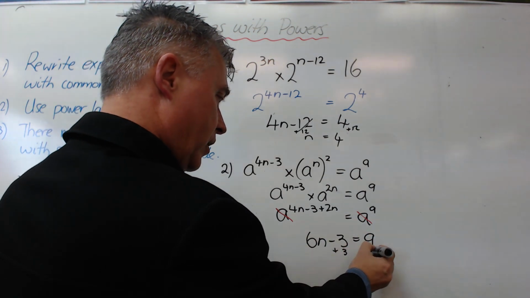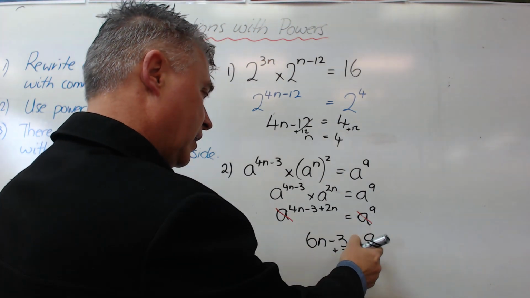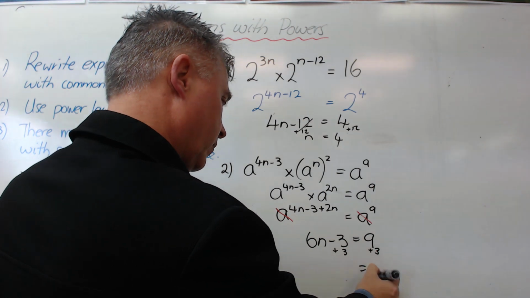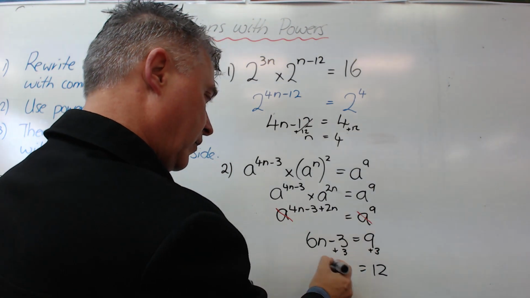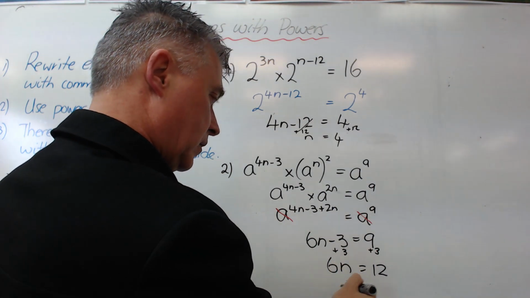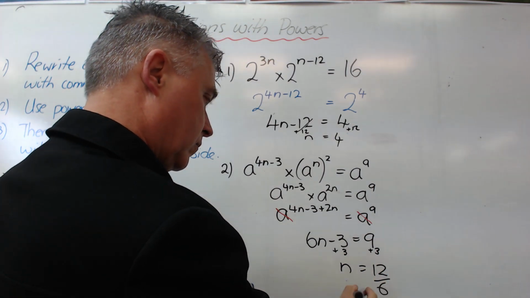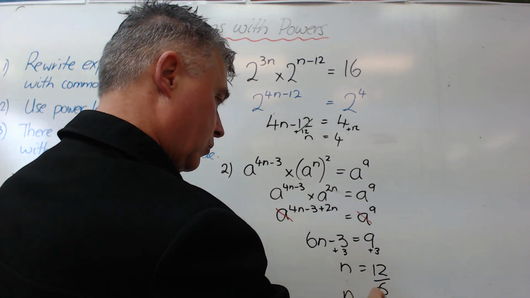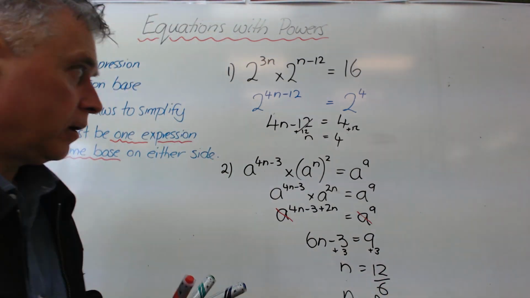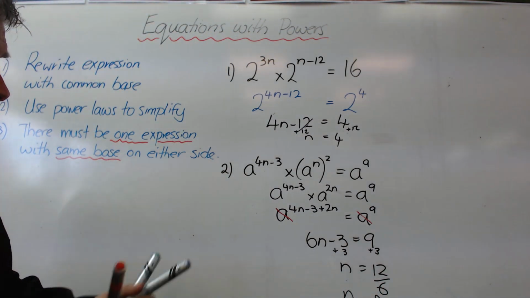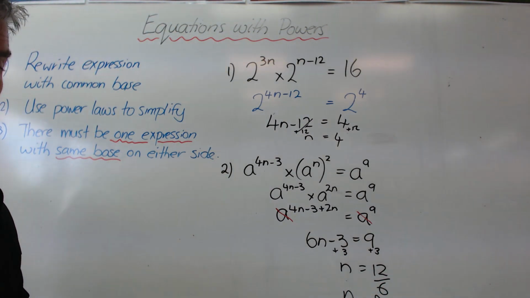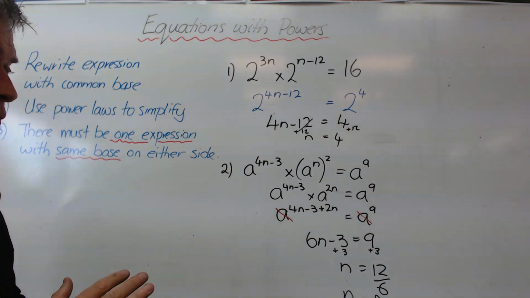Plus 3 to both sides, 9, 10, 11, 12. And this is 6n. Divide by 6. n is going to equal 2. Okay, so they're pretty straightforward. You can get some which are a bit interesting, and you have to be very careful. But it's about linear equations.